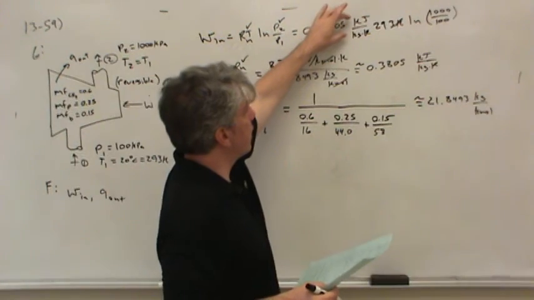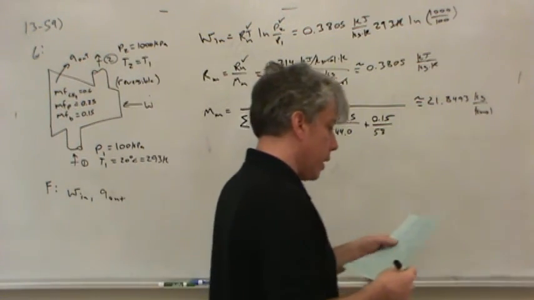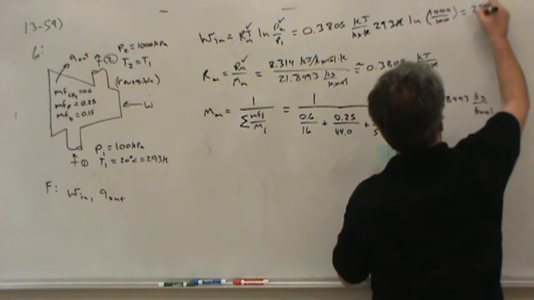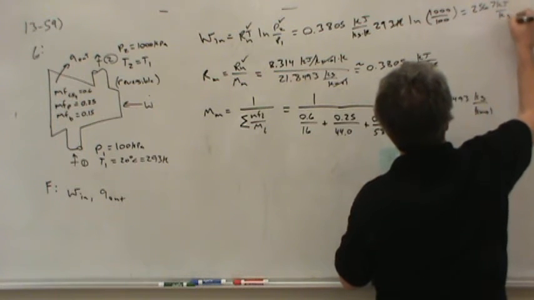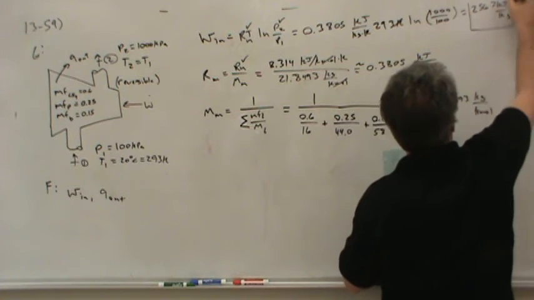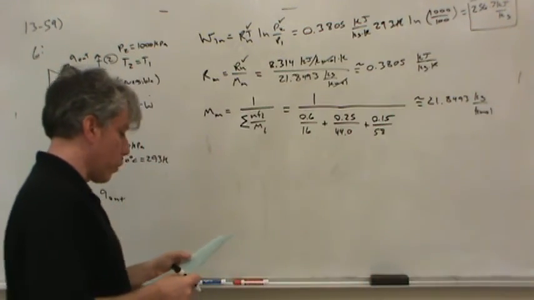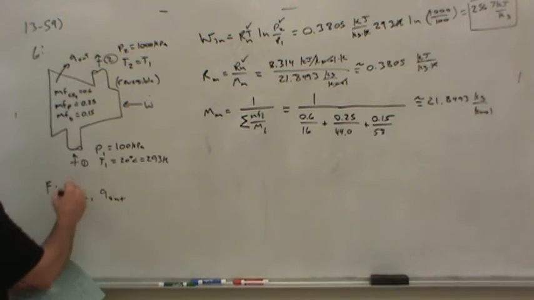So what do we have left? Well, we have something that will be kilojoules per kilogram, which will represent the specific work. Plug in all of this into your calculator, you'll find that the number is 256.7 kilojoules per kilogram. So there's the specific work required. Now they also wanted to know the heat transfer rate out. We've got W in, now we need Q out.